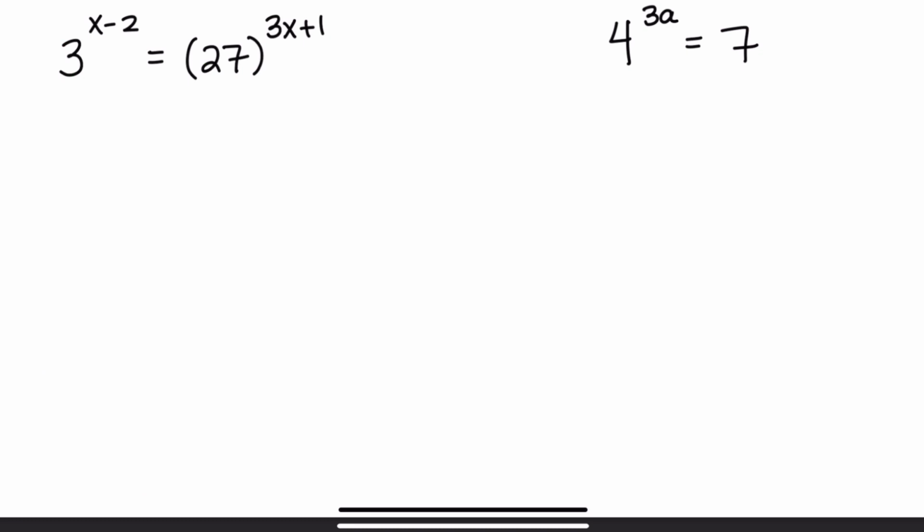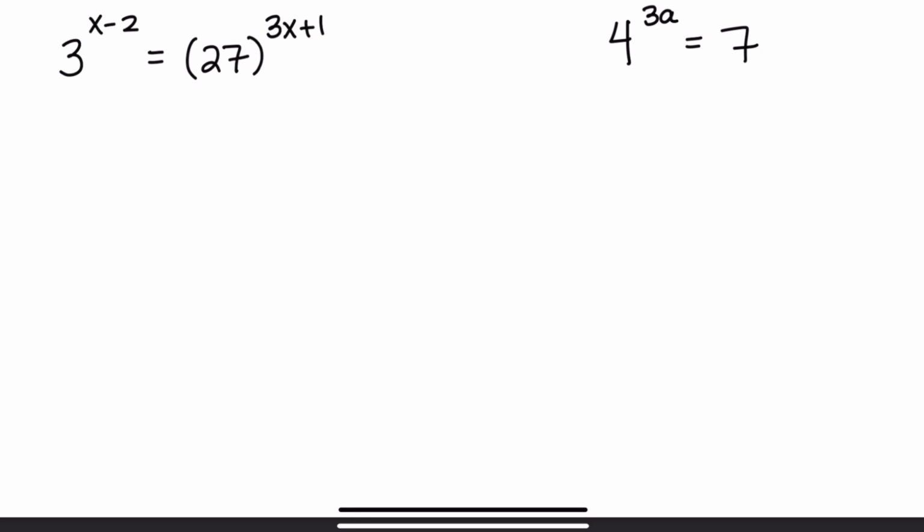Welcome everyone to this video where we will be solving exponential equations. When we say solve, again, we're looking for the value of whatever variable is given. So on the left side, we will be looking for the value of x, and in the right side example, we will be looking for the value of a.